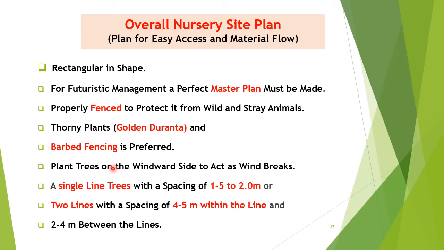And you can use windbreakers in the form of trees. Plant trees on the windward side to act as windbreakers. There can be a single line of trees with spacing of 1.5 to 2 meters, or two lines with spacing of 4 to 5 meters within the line and 2 to 4 meters between the lines. So on the windward side, you are using the windbreakers. The windbreakers are in the form of tall trees, because that will prevent damage to the nursery.